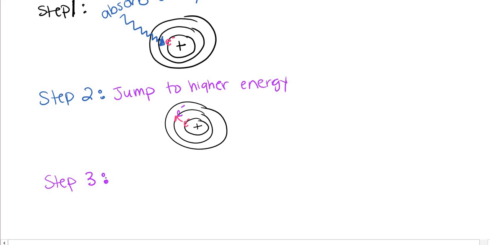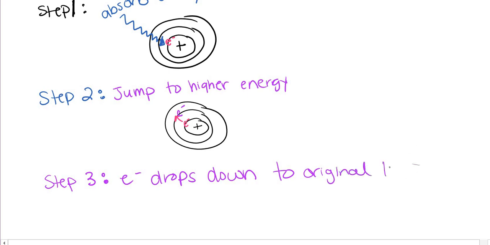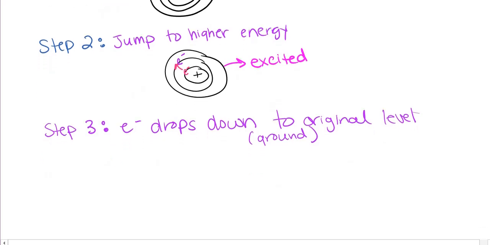Step 3, the electron is going to drop down to its original level, which again is going to drop down to what we call the ground state. So it jumps up to what we call the excited state. The excited state is the energy level that it jumped to. It's going to fall back to the ground state.